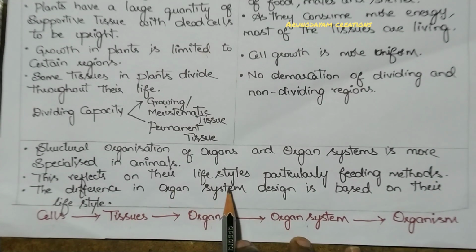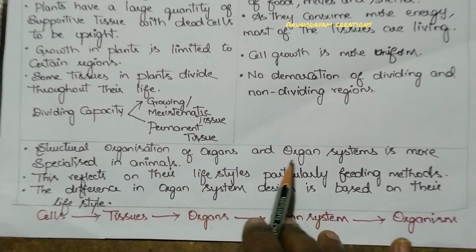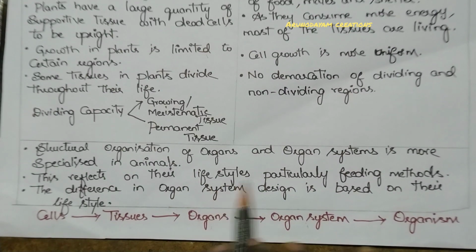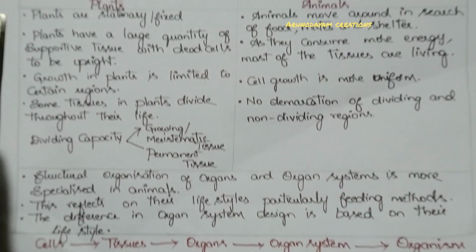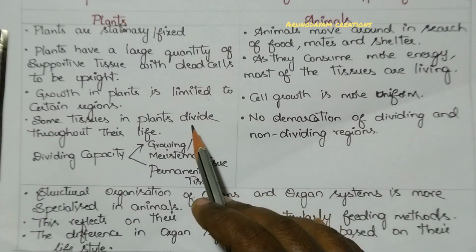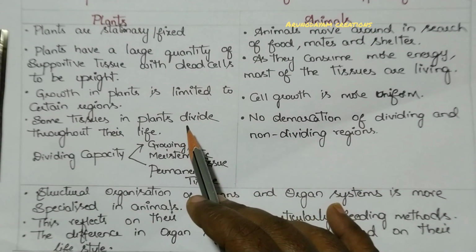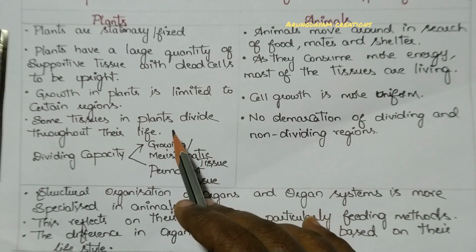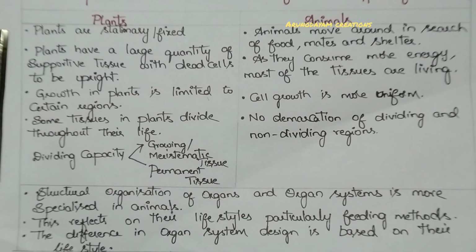This reflects on their lifestyles, particularly feeding methods. So this organization of organs and organ systems is reflecting their lifestyles, particularly feeding methods. For example, in plants, there is no need to search for food materials. They have chloroplasts, organelles present in their cells. By trapping solar energy, they can produce their own food materials. So there is no need to search for food.